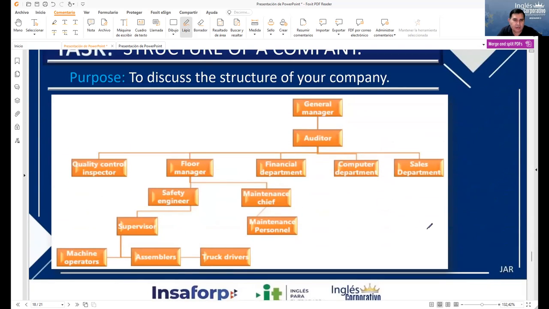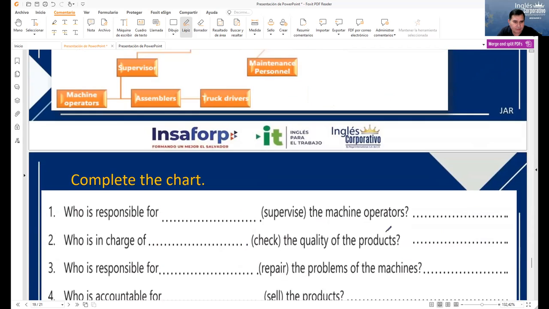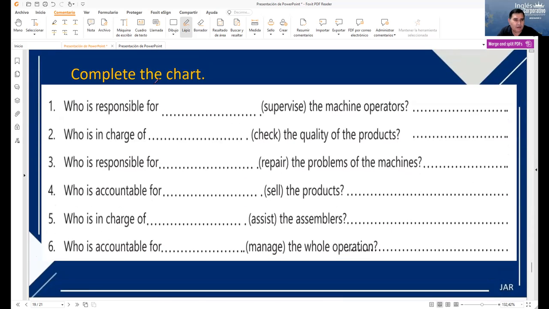This is the structure of the REX company: general manager, auditor, quality control inspector, floor manager, financial department, computer department, sales department, safety engineer, supervisor, machine operators and assemblers, maintenance chief, maintenance personnel, and truck drivers. Complete the chart. Who is responsible for supervising the machine operators?